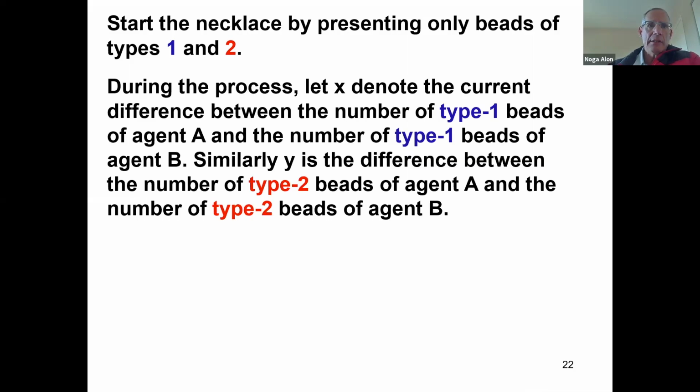I still didn't say how many beads of type 1 and how many of type 2. But during the process, let me denote by X the difference between the number of type 1 beads of agent A, the first thief, and the number of type 1 beads of the second one, agent B. And similarly, Y will be the difference between the number of type 2 beads of the first one and the number of type 2 beads of the second one.